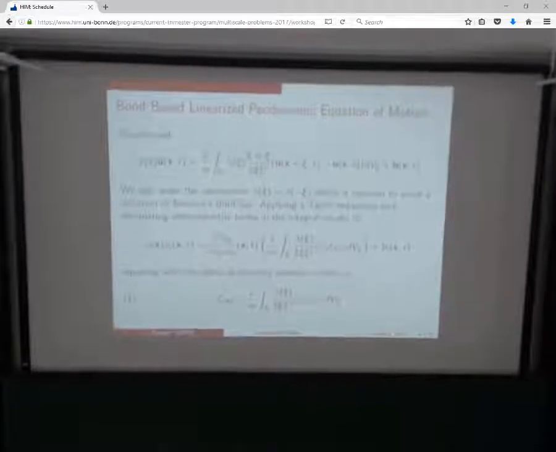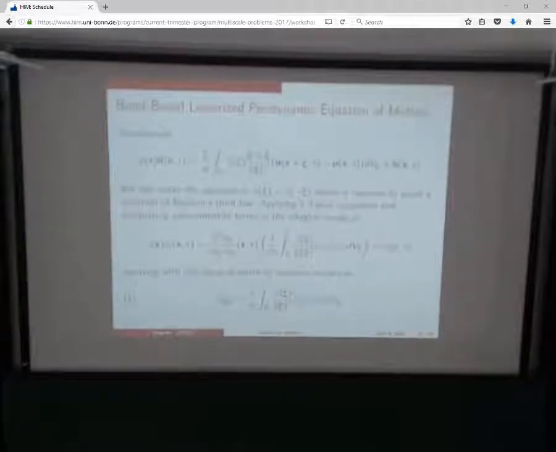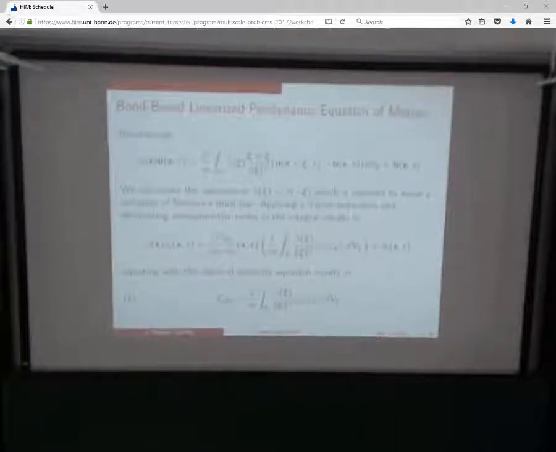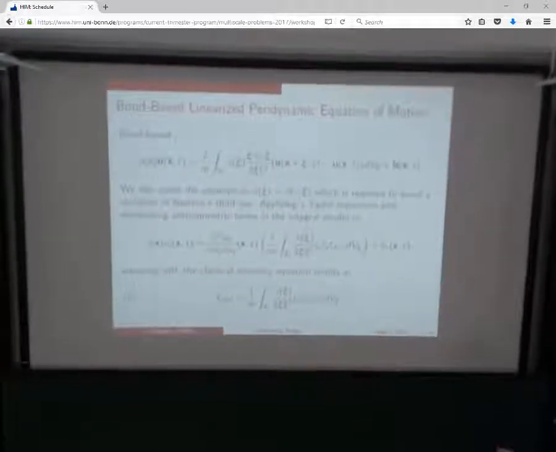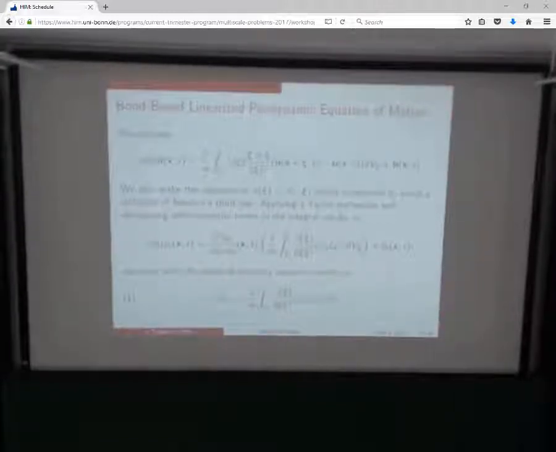All right, so this is the bond-based linearized peridynamic equation of motion here. What we're going to do is perform a Taylor expansion on this term here. And we make a further assumption, for physical reasons, that lambda of c is equal to lambda of negative c. We apply a Taylor expansion on this term right here, and your odd order terms all drop out. Your 0 order term cancels with this one. So what you're left with is just 2nd order, 4th order, 6th order. We drop off the higher order terms just like you do in the classical case, and what we're left with is this one.